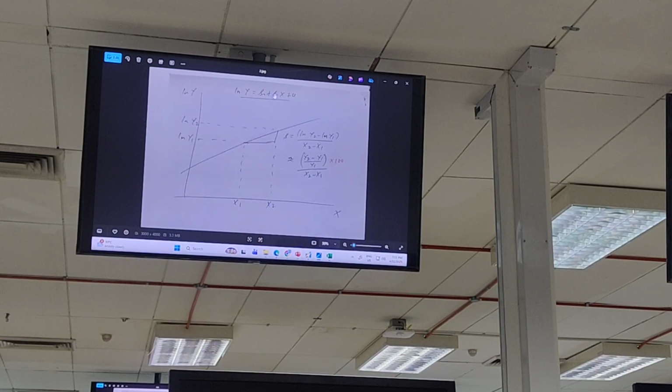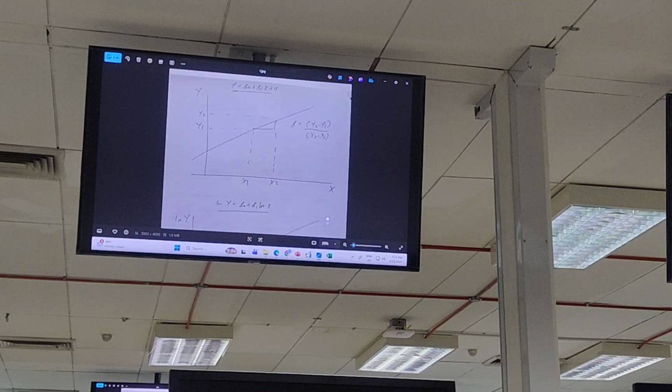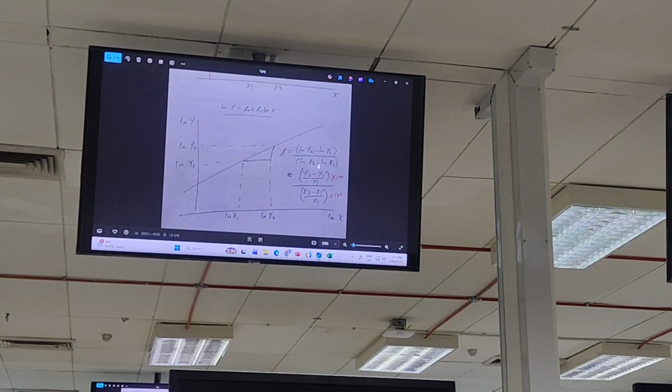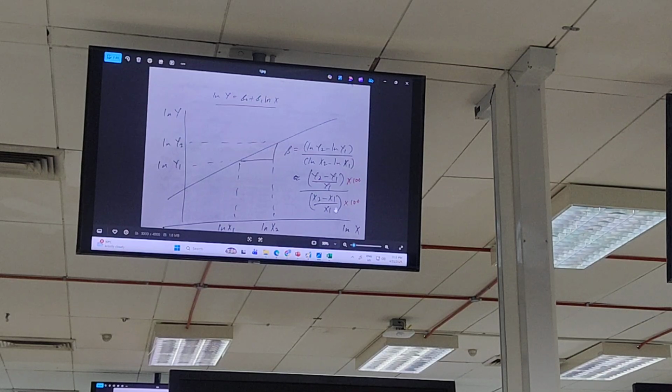So the estimated value of this one, beta 1, does not give you percent, but it gives you relative change, similar to the double log model before. This one also gives relative change, but it doesn't matter, you don't need to multiply, because even if you multiply each by 100, it's just the same. They cancel each other out.